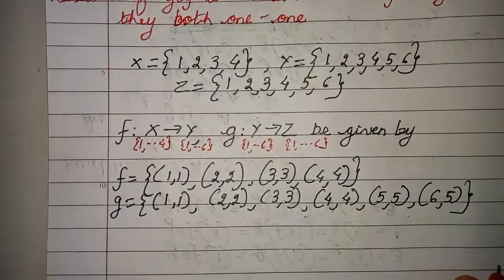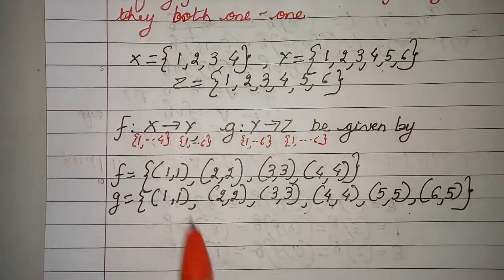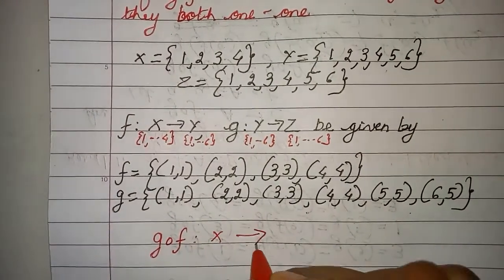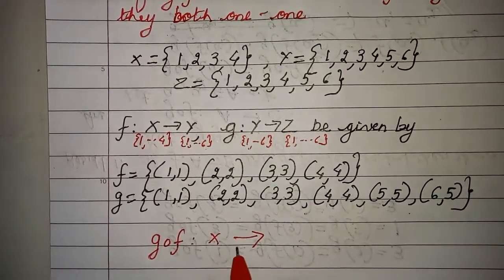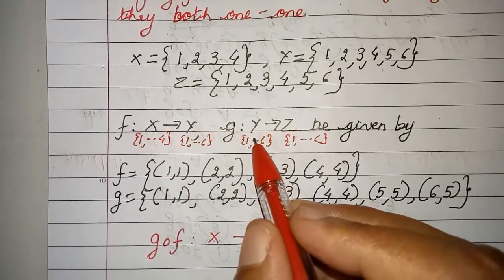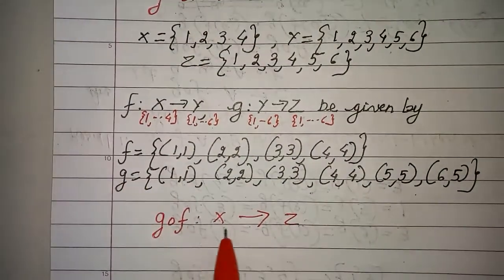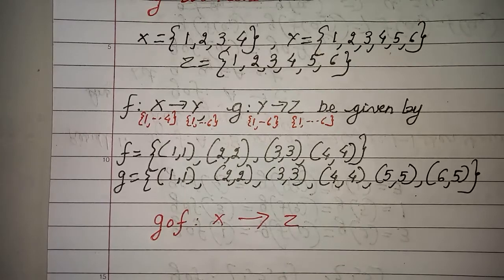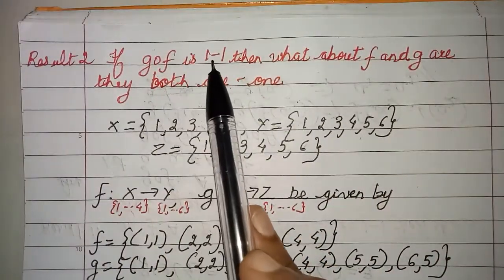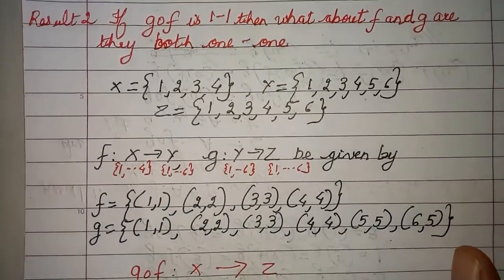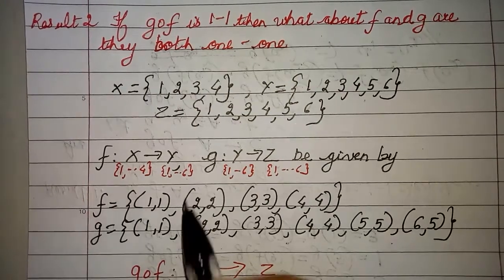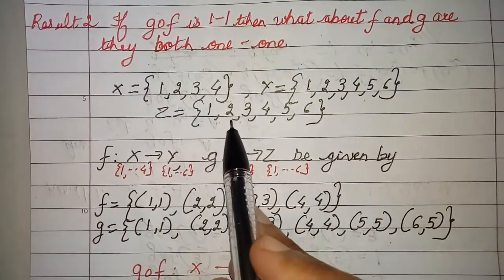So anyhow, g composite f, if I am considering g composite f here, it will be well defined because it will be going from x to z. You can see the codomain of the first function is the same as the domain of the second function. So I can have g composite f from x to z. Right. Now before that, what the result is asking you is g composite f is 1-1. So first we have to check whether g composite f is 1-1. Now g composite f is 1-1 means it is going from x to z. That means 1, 2, 3, 4 is going to 1, 2, 3, 4, 5, 6.